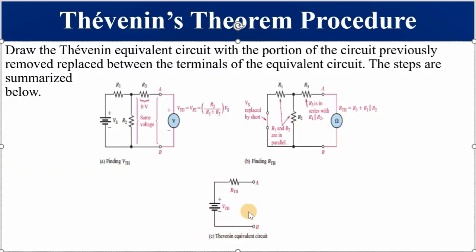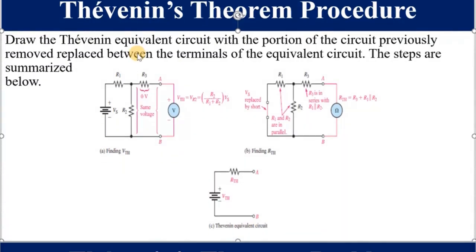Hence, this is the last step. We draw the equivalent circuit with Thevenin and Thevenin and the marked terminals. This is where you put to the right of these points. That portion of the network you would have removed, you are going to replace it and answer any questions that would have been asked. So this is Thevenin theorem steps summarized.